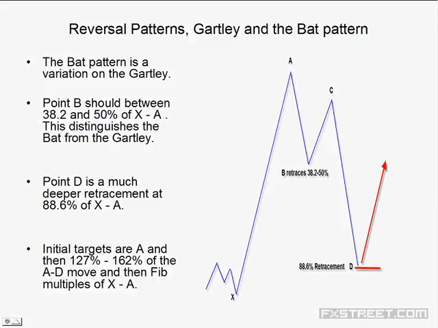Now, again, what we're actually seeing here with this move is that this can be an absolutely explosive move, and consequently, traders just love it.